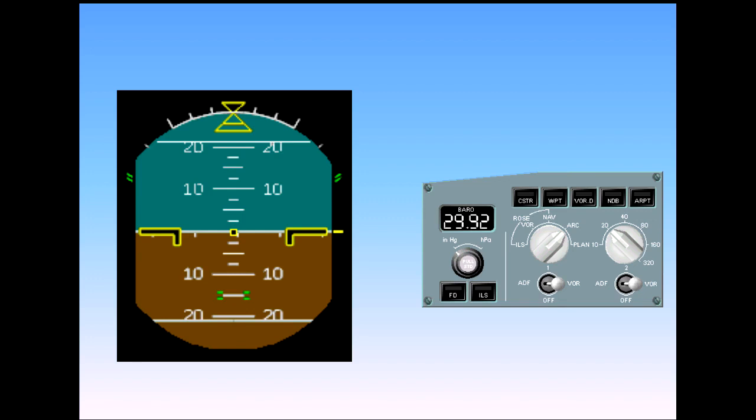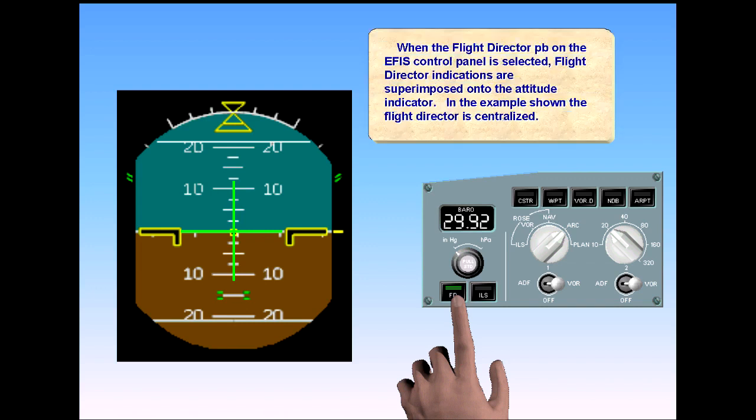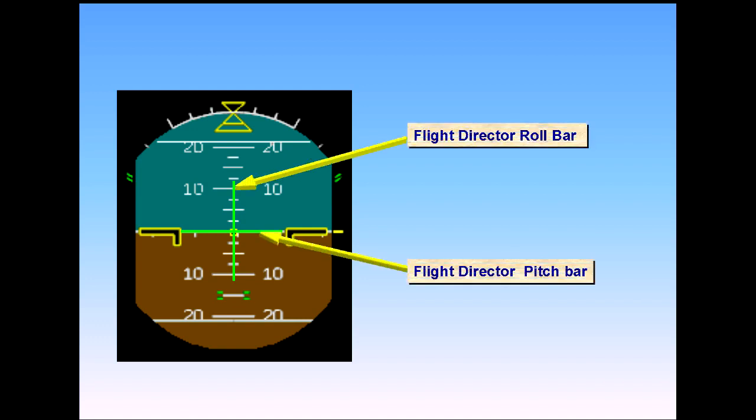When the Flight Director push button on the EFIS control panel is selected, Flight Director indications are superimposed onto the attitude indicator. In the example shown, the Flight Director is centralized. The vertical line is the Flight Director roll bar, while the horizontal line is the pitch bar. Let's look at an example of the Flight Director in use.